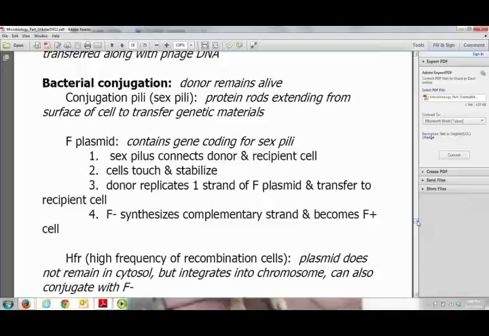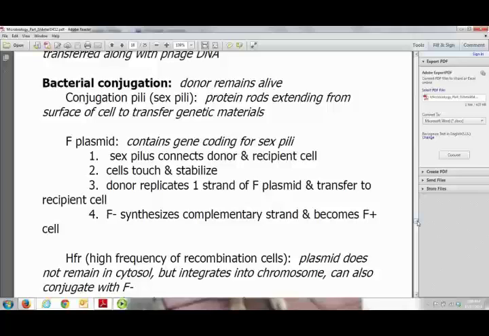So the conjugation pili is also called a sex pili. It's a protein rod that extends out from the surface of the cell that's used to transfer genetic materials. It's basically like a poker that sticks out of the side to poke and insert genes into the other bacteria. So the F plasmid is going to contain the genes coding for making a sex pili. The sex pilus connects the donor and recipient cell. The cells touch and stabilize.